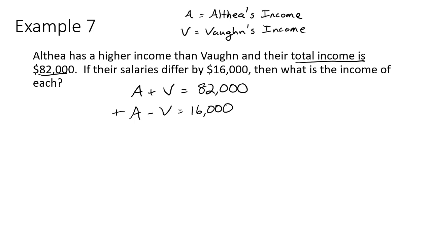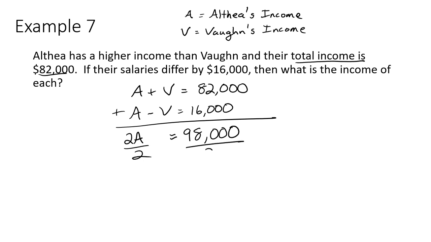So if we just add these two equations together, A plus A would give us 2A. The V minus V would cancel out. And then we have 82,000 plus 16,000, which would give us 98,000. Then to solve for A, Althea's income, we just divide by 2. And so A would be equal to 98,000 divided by 2, or 49,000.